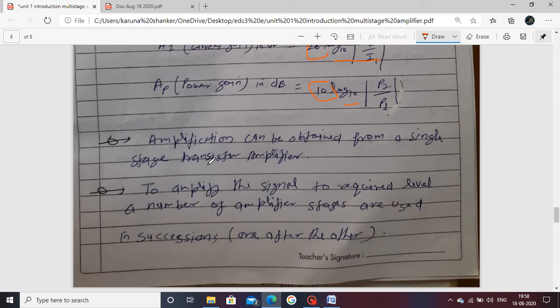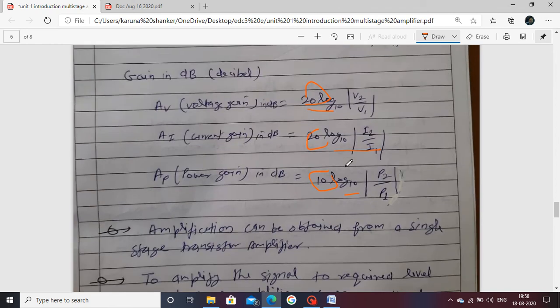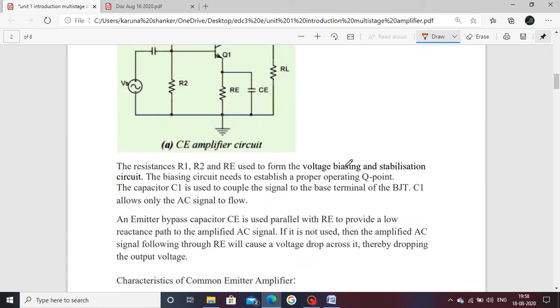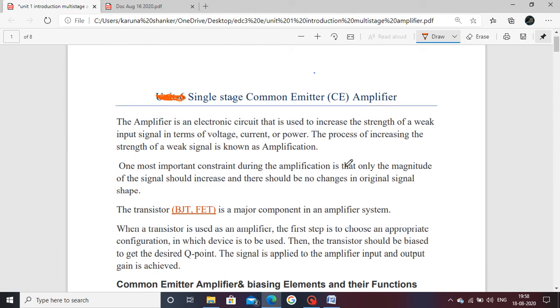Amplification can be obtained from a single stage transistor amplifier. This means if we use a single transistor, then it can amplify your signal. This is your introduction of common emitter amplifier. Single stage means single transistor used and its components. If two transistors are used, two stage; three transistors used, three stage. That's why it's named multi-stage if n number of transistors are used.